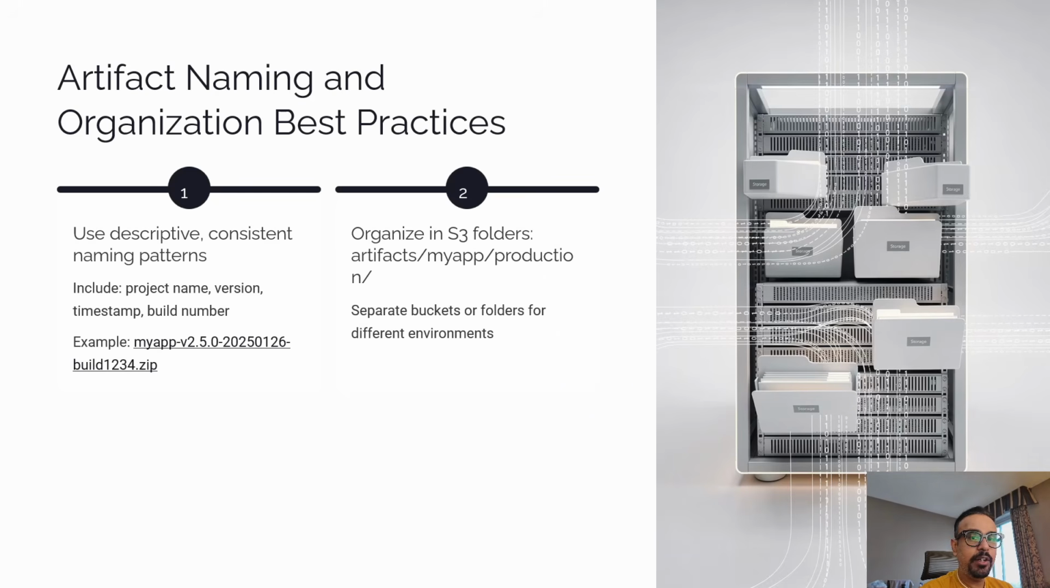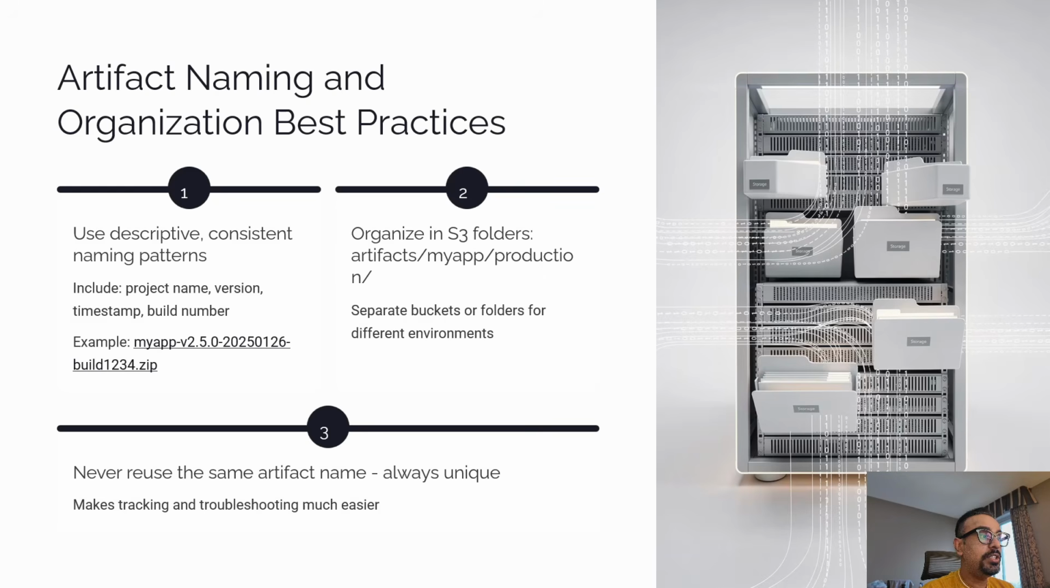So we can separate it by the environment as well as by the date itself if we are using the same S3 bucket for all three environments. Third, consider using separate S3 buckets for different environments. One bucket for production artifacts, another for development.